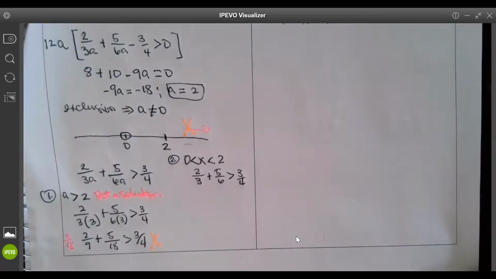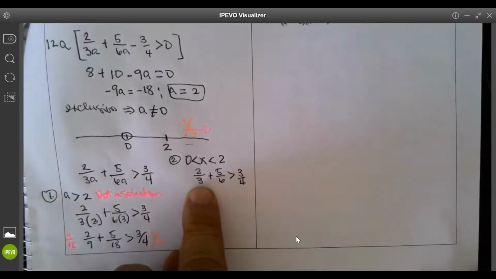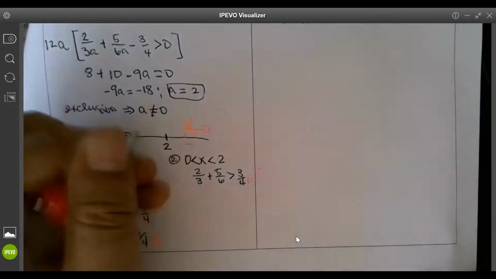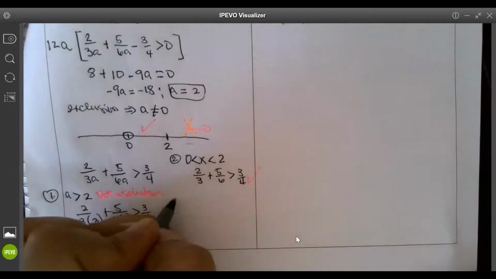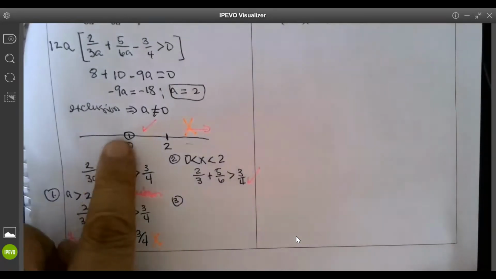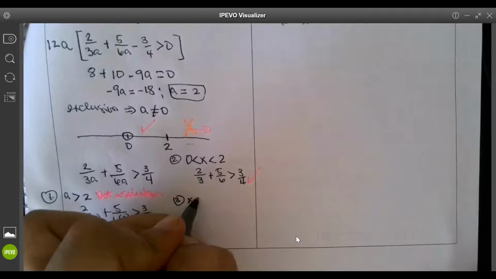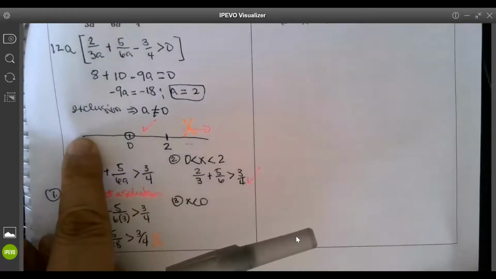Is that greater than 3/4? This one is yes, right? So there you go, this one is a possible interval. Okay, and then the last one is this one, x less than 0. So it is negative numbers, right?